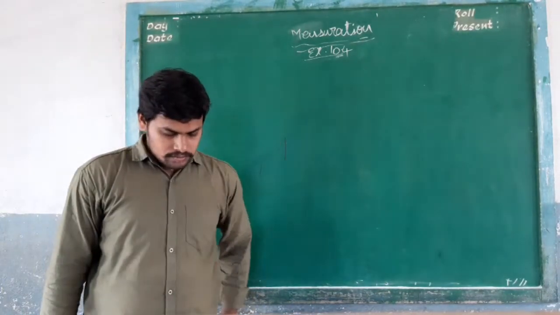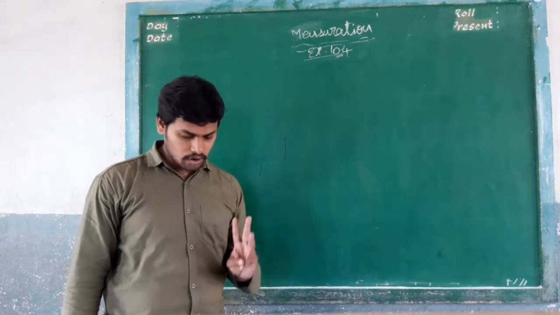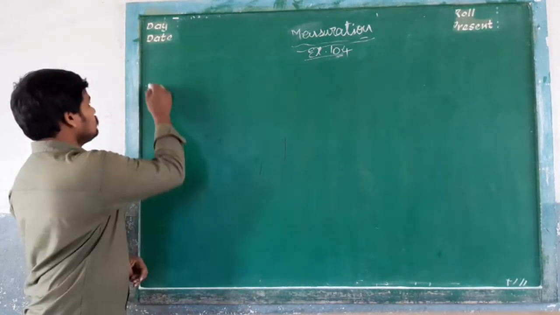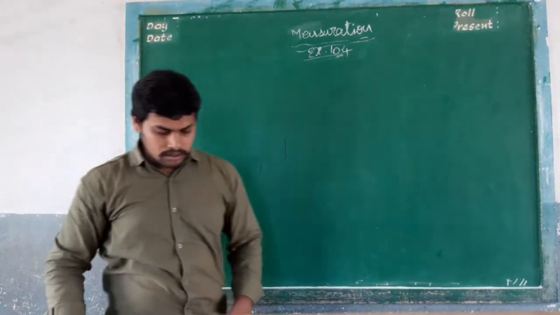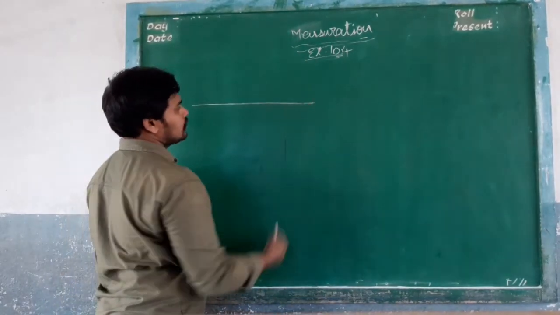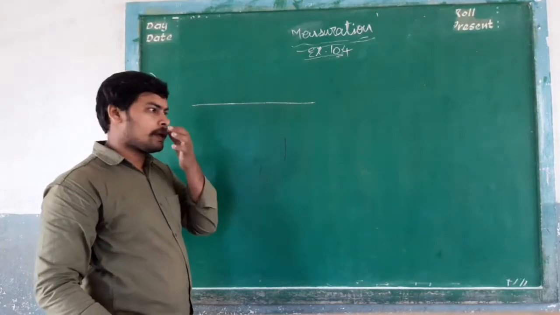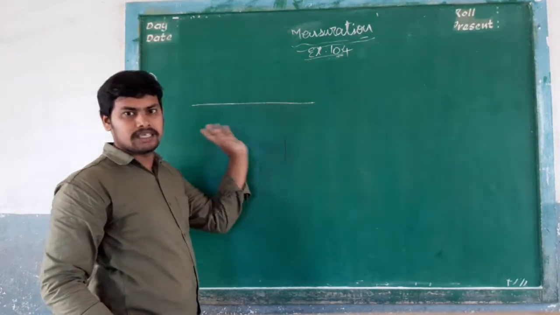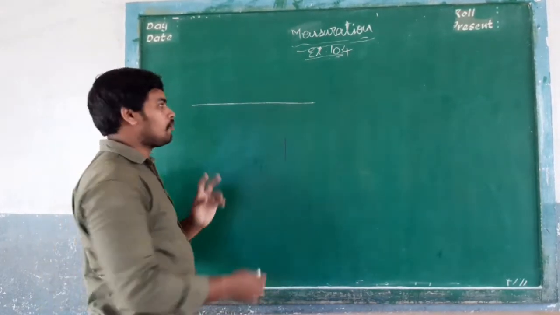Next, move on to the third one. A 20 meter deep well. It is at the surface of the ground. A 20 meter deep well, you have to dig.